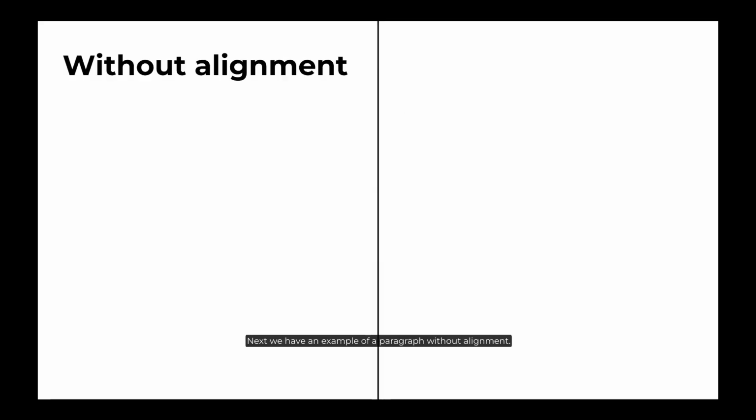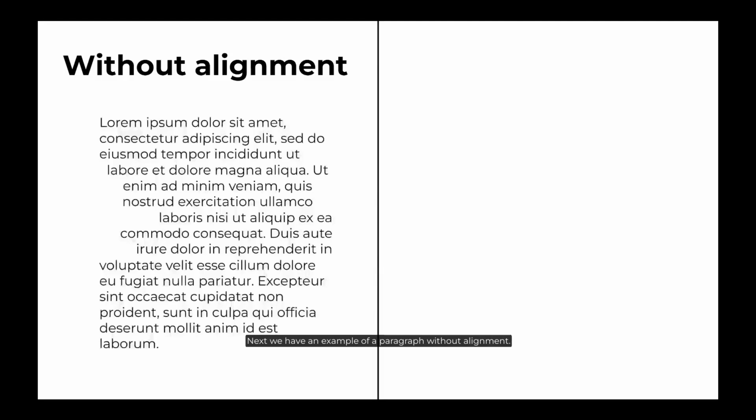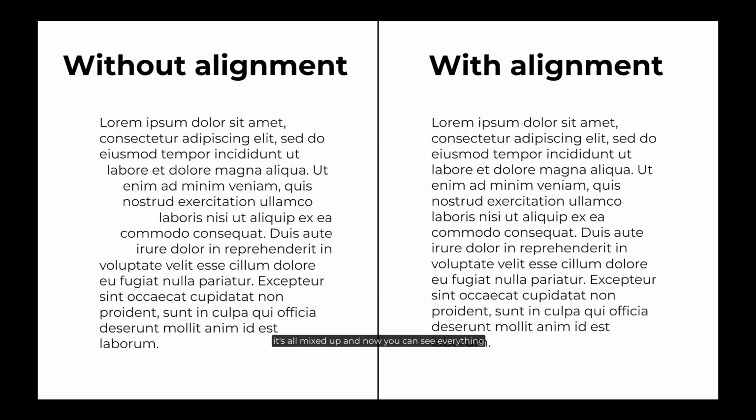Next, we have an example of a paragraph without alignment. So you can see there is left, there is middle, it's all mixed up. And now you can see everything is aligned to the left and looks more legible.